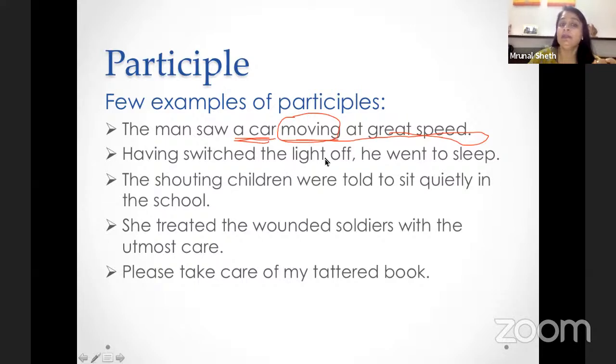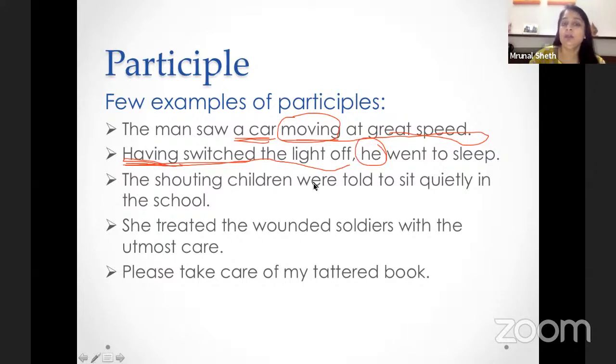Having switched the light off, we went to sleep. Now, this is a participle phrase. It is called a participle phrase. He went to sleep after switching off the light, right? So having switched the light off, he went to sleep. So here, having is a participle form, and it is describing him. Okay?